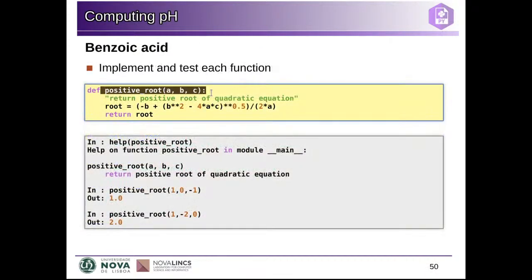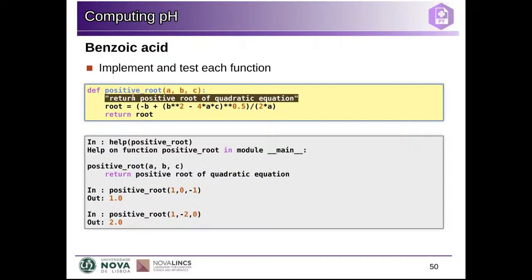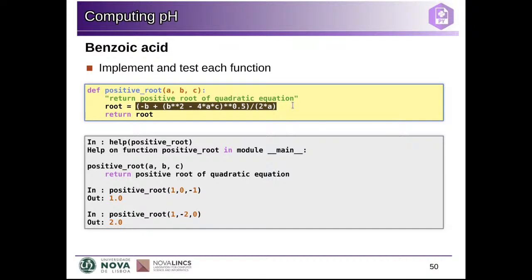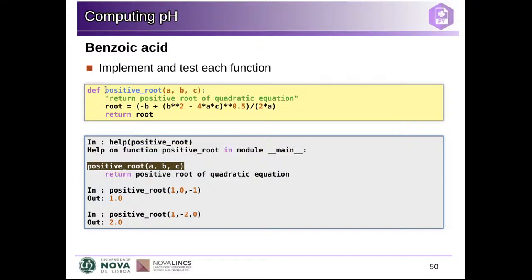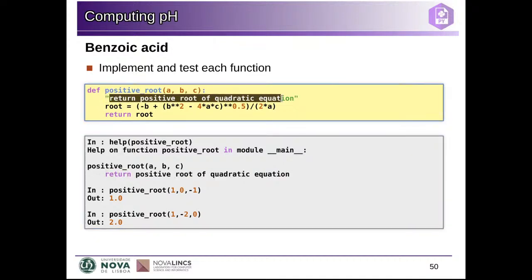So if I write the positive root like this, this is a function that has this documentation line here: return the positive root of this quadratic equation. The root is computed using the expression for solving the quadratic equation, but considering only the positive part here, and then we return this value. And if someone asks for help on this function, they get this output, which includes not only the signature of the function, so the name and the argument, but also the text that we put there in the documentation. So this allows us to make it easier to use our functions if you write down what the function does.